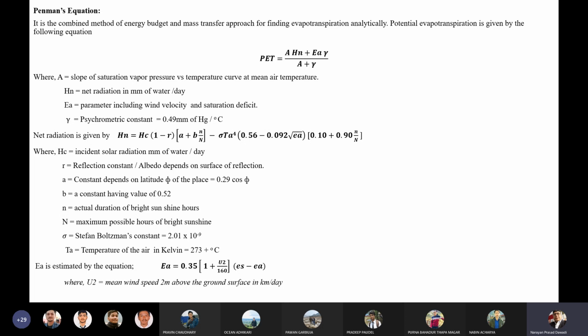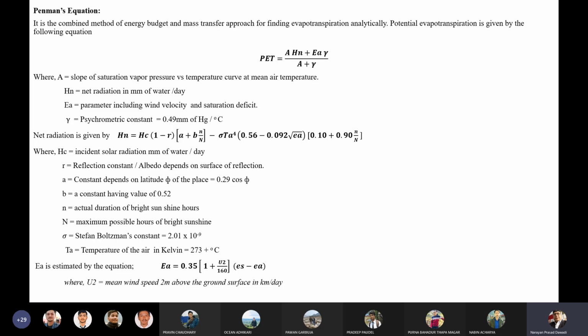Now the net radiation is calculated by using this formula. The net radiation coming from the sun is calculated by using this formula: Hn = Ha (1 - r) (a + b n/N) - σ Ta^4 (0.56 - 0.092 √ea) (0.10 + 0.90 n/N).